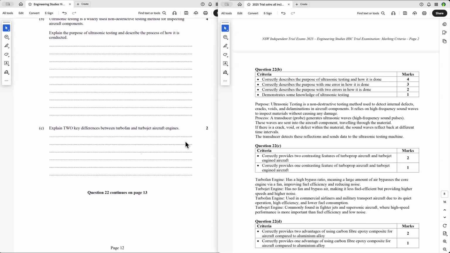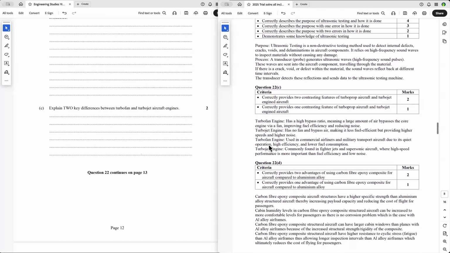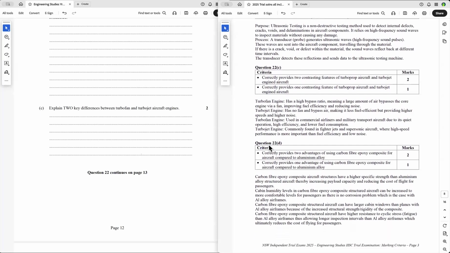Explain 2 key differences between turbofan and turbojet aircraft. Turbofan is the engine that's used on virtually all commercial aircraft. A turbojet is generally used for mainly fighter jets and supersonic aircraft. They're very noisy, and they're not allowed to be used in commercial aircraft anymore because of their noise.